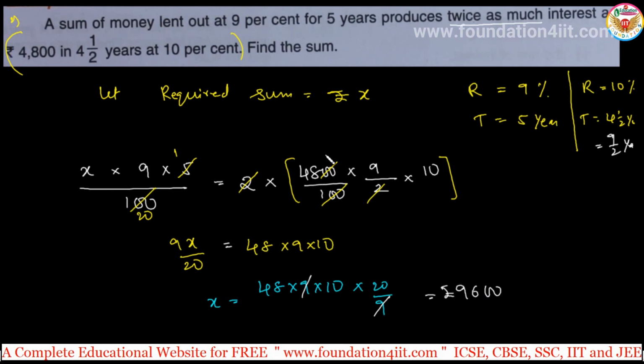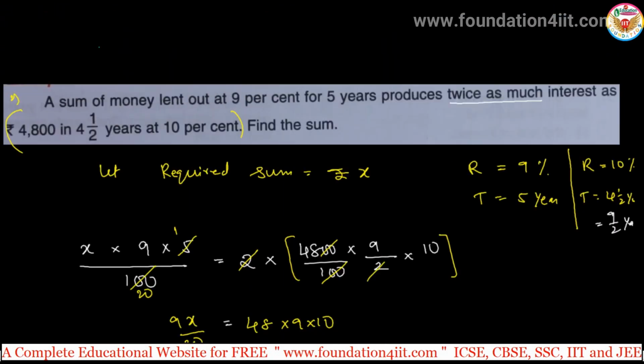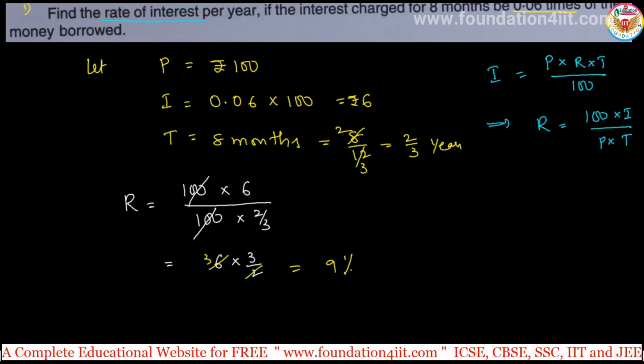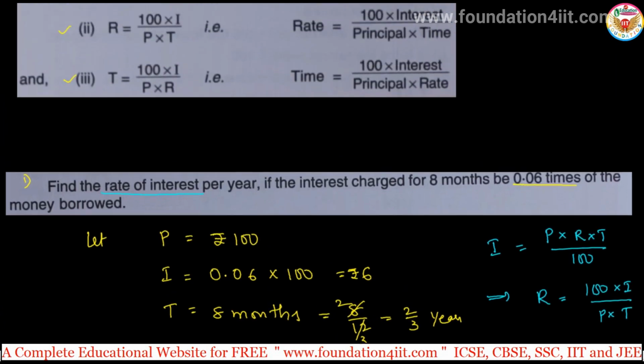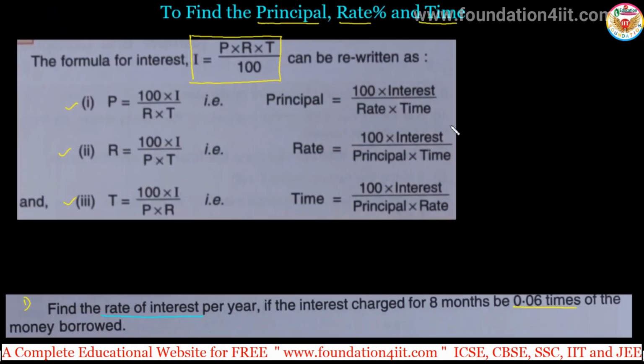So this is the sum with this 9% 5 years. This is double to this second case interest, right? So make the statement by using the formula. Same previous formulas used, no? Using these formulas, you can make the statement and you can solve these questions. Right? To find out the principal, rate, percent and time, just use these other formulas, and the main thing is I is equals to P into R into T by 100.